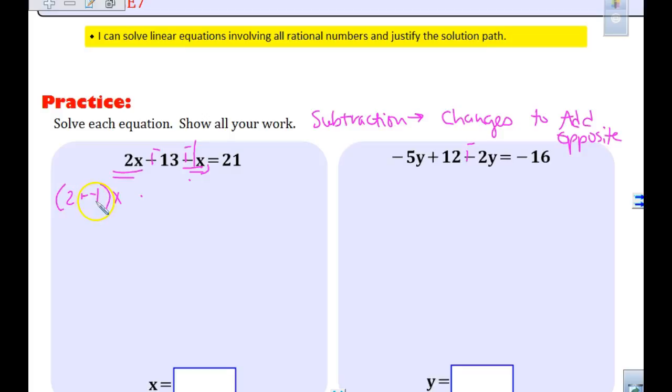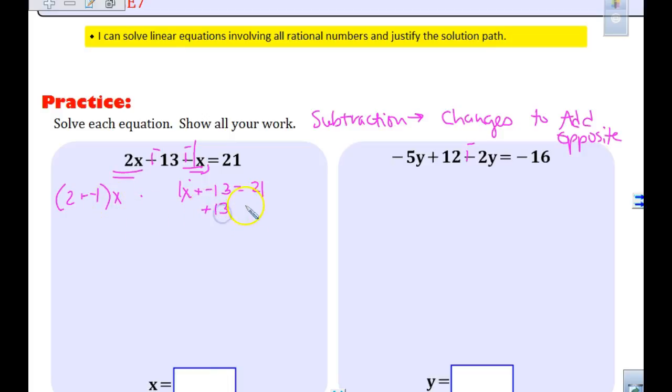If I am looking at that, Chloe, 2 plus negative 1 is going to give me? It's going to give me 1x. So 2 plus a negative 1 is going to give me 1x. So I have 1x plus negative 13 equals 21. Brett, next step in solving this. Add 13. I'm going to add 13.